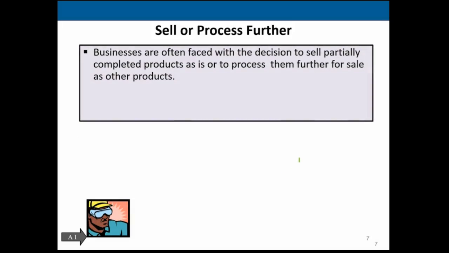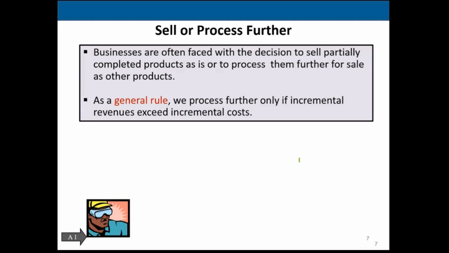Okay, sell or process further, another common type of decision. A business is often faced with a decision to sell partially completed products as is, or to process them further and sell later. So as a general rule, we process further only if incremental revenues exceed incremental costs. So just as in normal decision making, we're going to make the decision at the margin. We're going to say, should we stop the process here, or should we refine it further? If we refine it further, we can of course sell it generally at a higher rate. That's the only reason we would do it.